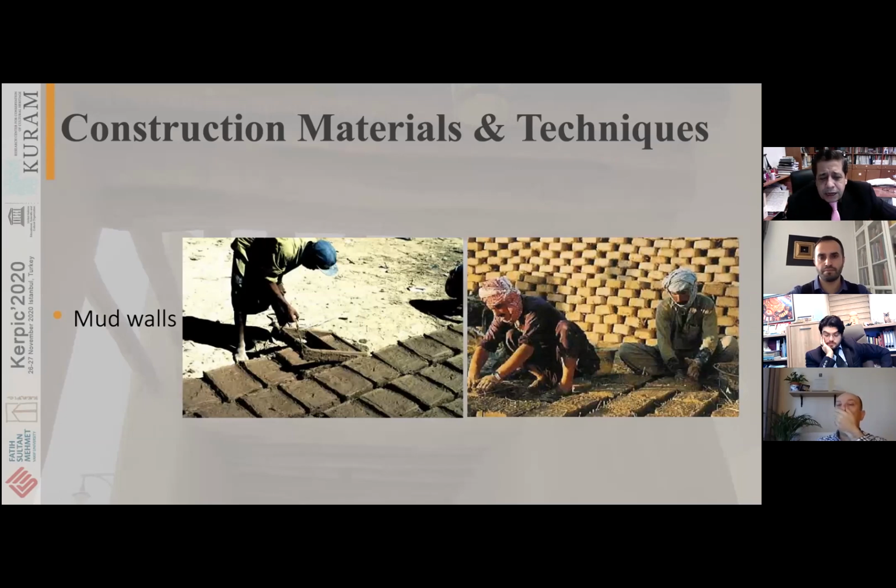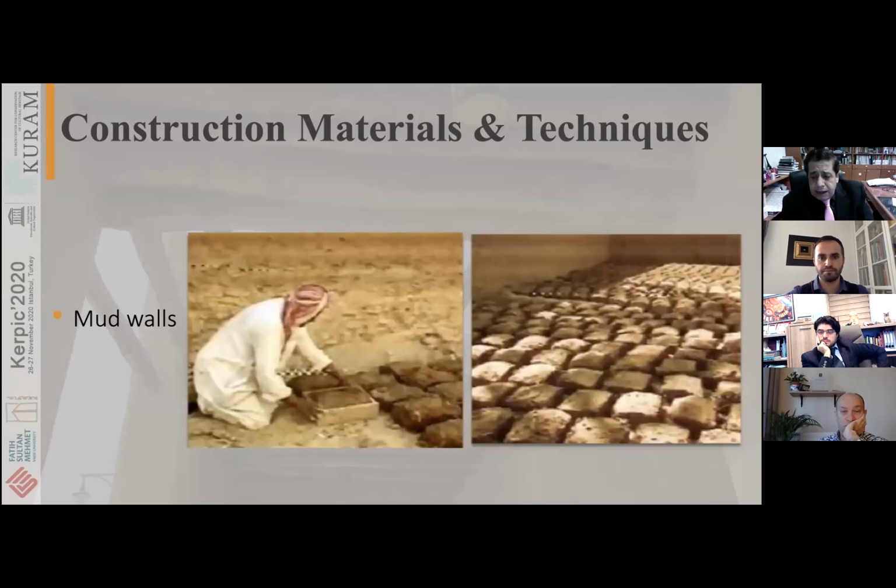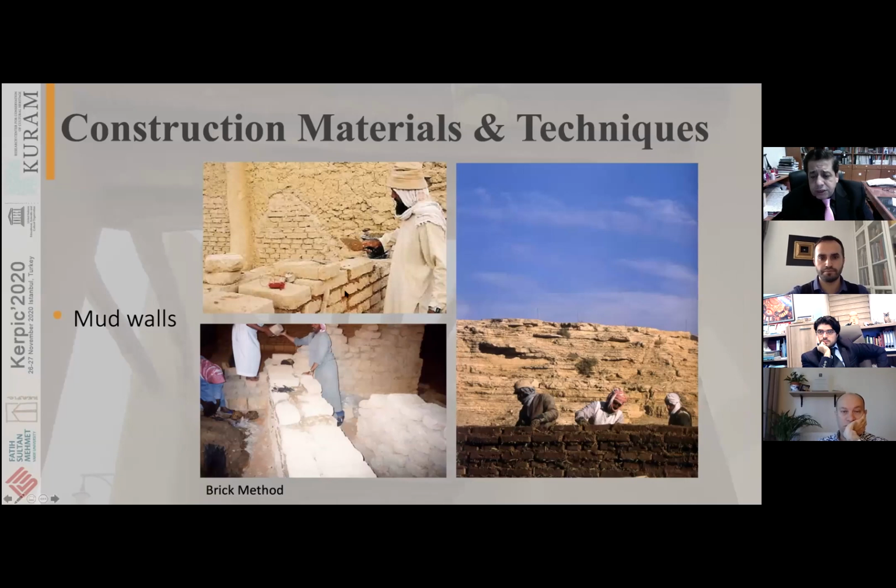Mud walls come in 2 types of techniques. The first is mud brick making. The molds are used to form the bricks, which are left under the sun for like 3 or 5 days to dry out. And then it's used in the construction of the walls this way.